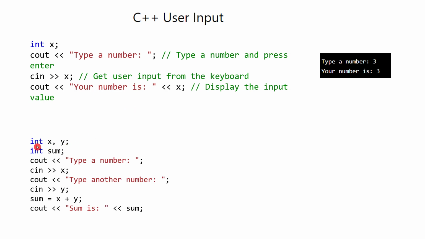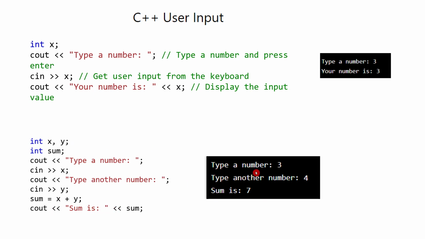See this problem here. Two variables are defined: integer x and y. Then one more variable, integer sum. See how: type a number will come, taken as x with cin. Then type another number, because x and y are needed, so x and y will be taken. Then the sum is done inside the program: sum is equal to x plus y. Then cout "Sum is" sum.